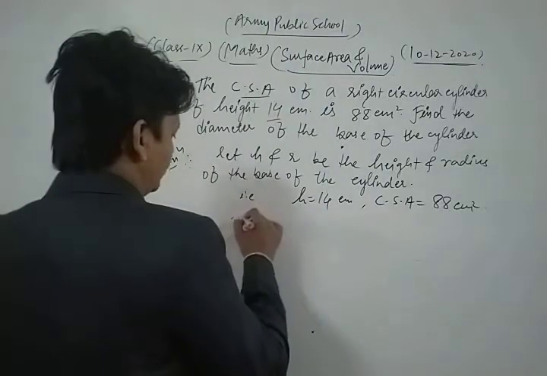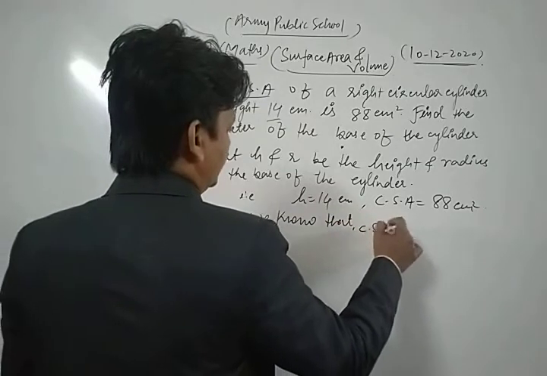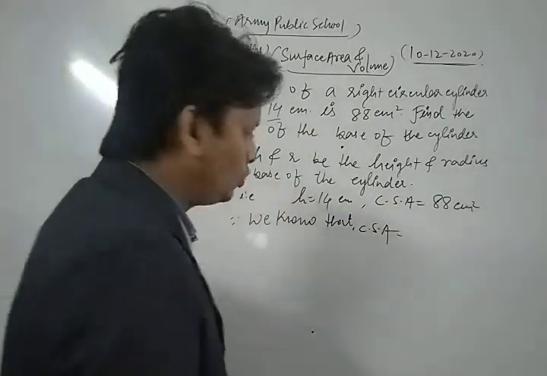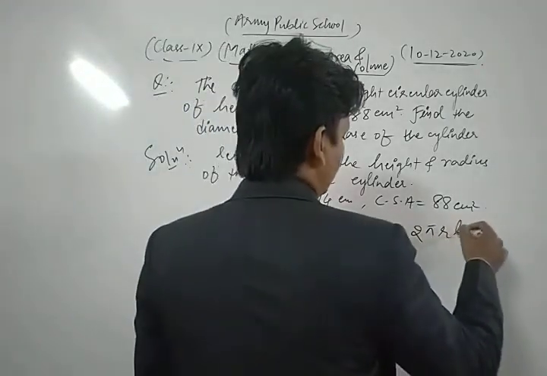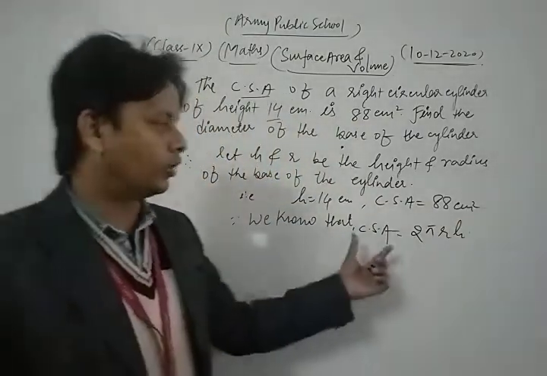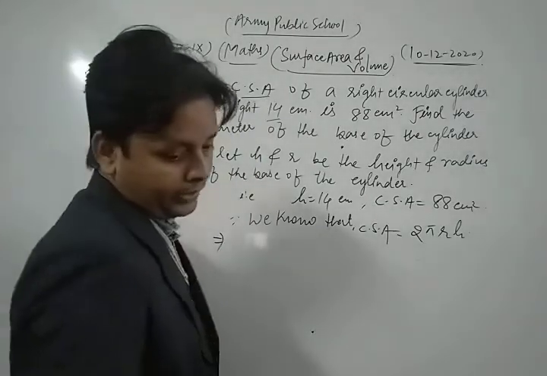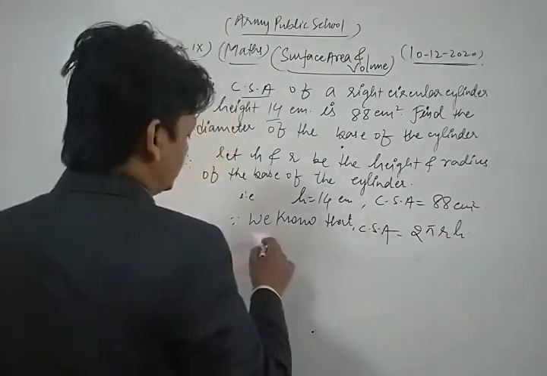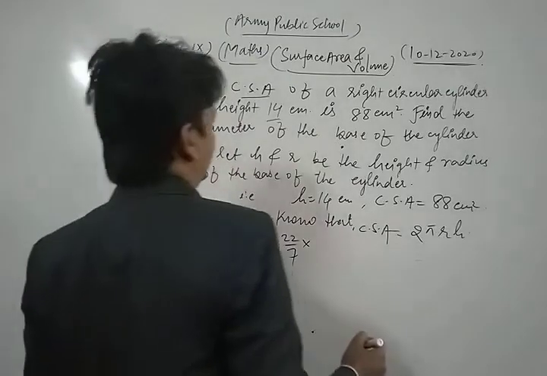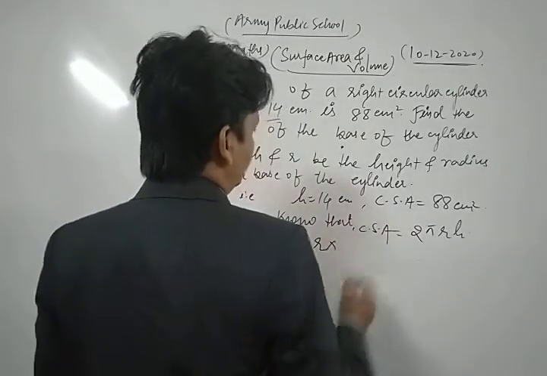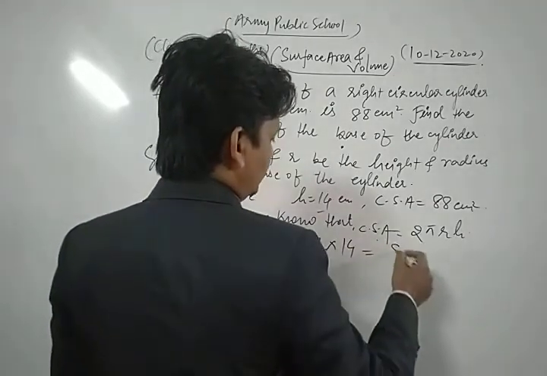Let's see. Since we know that the curved surface area of the right circular cylinder is 2 pi r into h. Okay, 2 pi r h. Now what do I do, dear students? Now we put all the values in that formula. We take the value of pi as 22 upon 7. So 2 into 22 upon 7 into the radius of the base, which we find, into the height 14. Here we put 14, is equal to the CSA, which is 88.